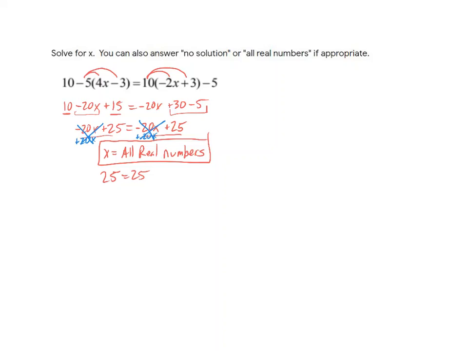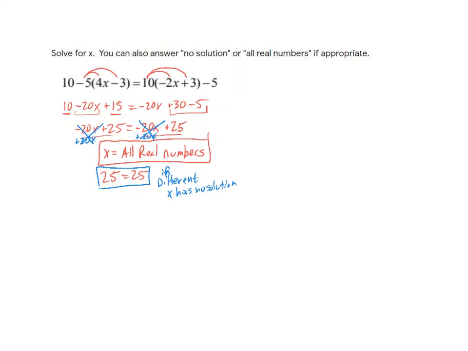25 equals 25. If I got to this point right here and these numbers were different, still no x, but if those numbers were different, then x would have no solution.